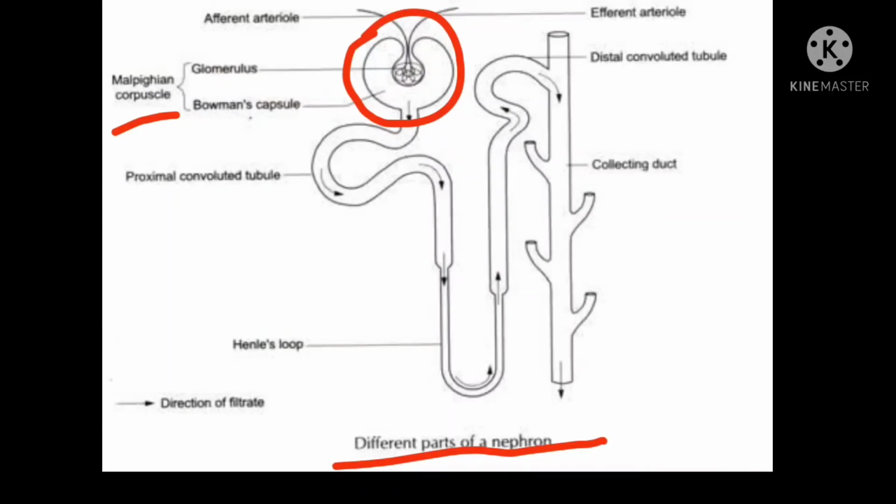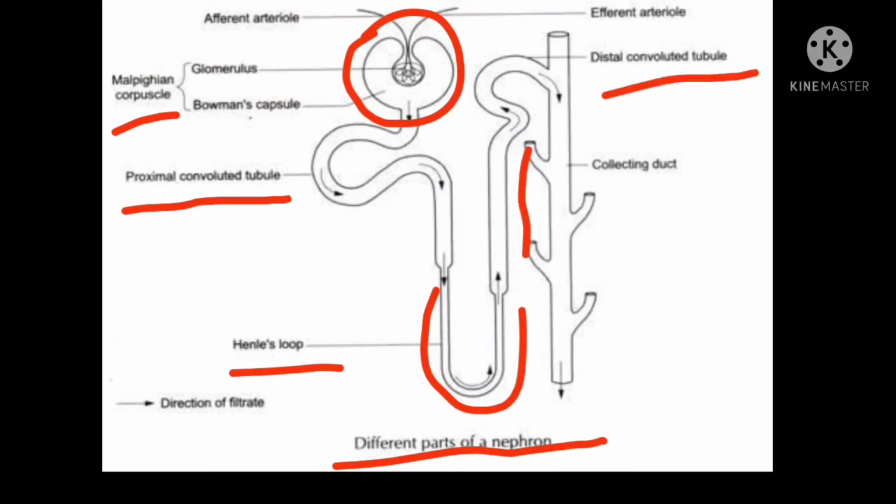Renal tubules are divided into three parts. The proximal part is the PCT, proximal convoluted tubule. This hairpin like structure is called Henle's loop, and the part after that is called DCT or distal convoluted tubules. Distal convoluted tubules of several nephrons join the collecting duct.